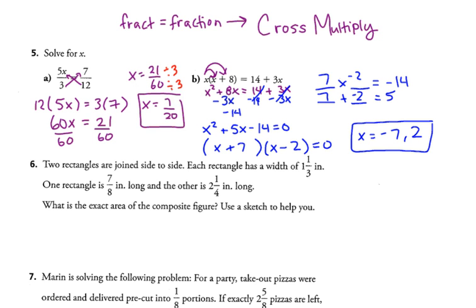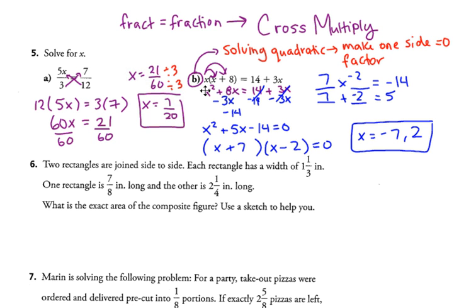Oh, no, we were doing B. Okay, so whenever you're solving quadratics, I guess I choose red. If you're solving a quadratic, you're always making one side equal to 0, and then you have to factor when we're solving quadratics.